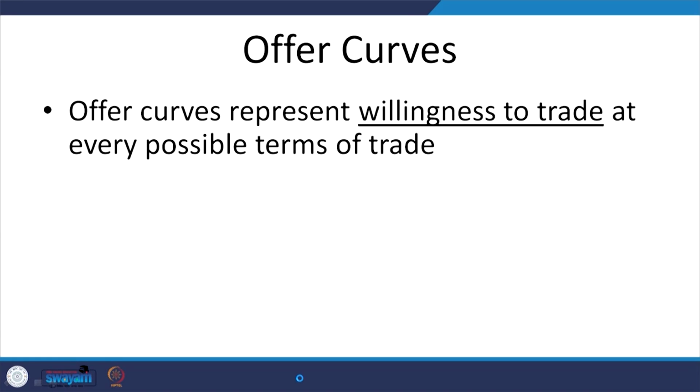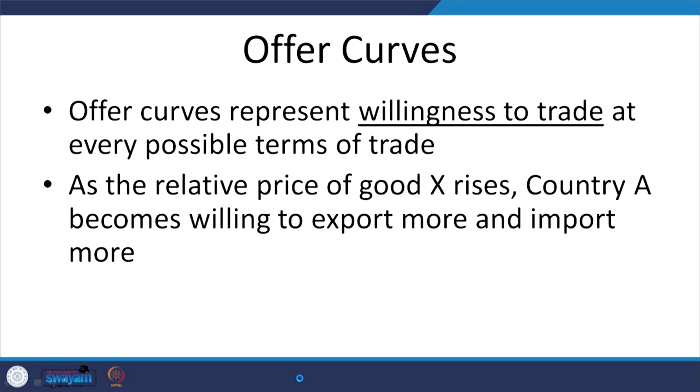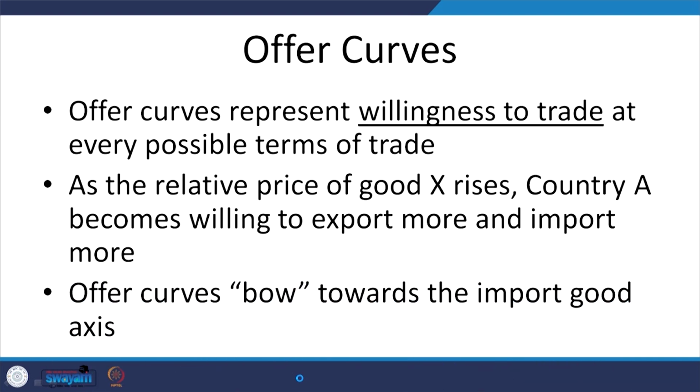Now, let us interpret again. The offer curve represents willingness to trade at every possible terms of trade. Therefore, it is not discrete points; we are connecting all possible points which describe different extents of offers. As the relative price of commodity X rises, country A becomes willing to export more and import more, because of other options available, our standard of living increases, and the consumption basket increases. Therefore, their indifference map reaches a higher level.